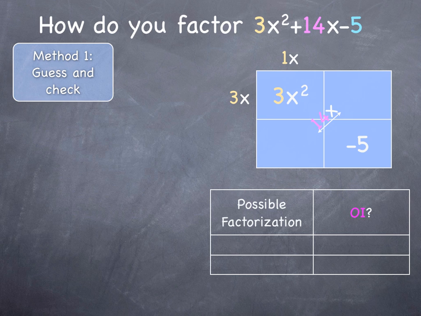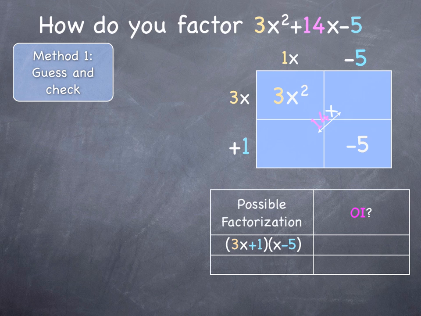One way I can get that is by multiplying 3x times 1x. So I put those two factors in place. Next, I'm going to look at the negative 5 in the bottom right-hand box. How do I get negative 5? Well, one way I can do it is to multiply negative 5 times positive 1. There are the two signs that we found on the previous slide. So this is a guess at a way that we might factor this expression. The question is, do the two empty boxes, when I fill them in my area model, add up to 14x? Let's give it a try.